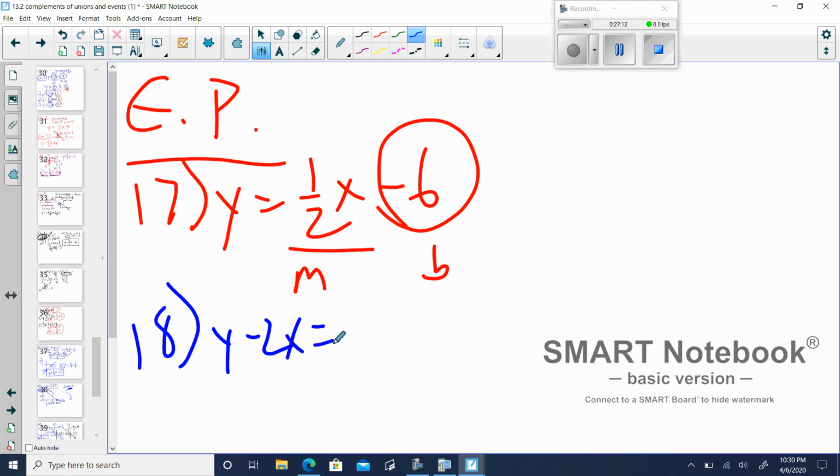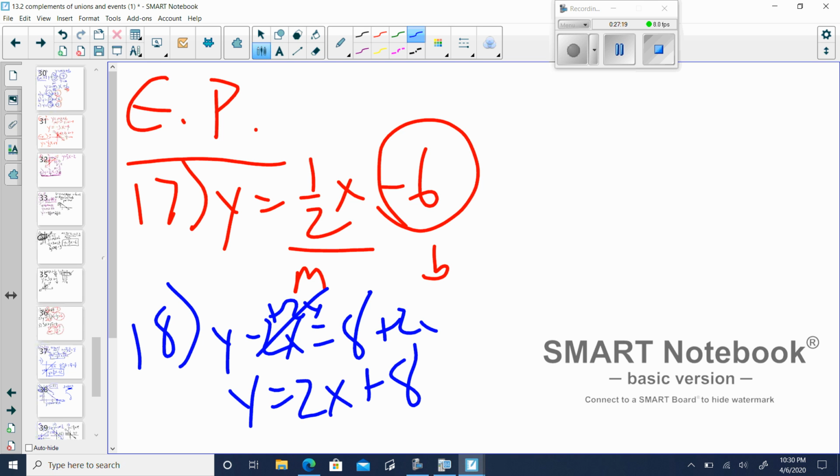18, y minus 2x equals 8. Put it in y equals mx plus b form. That means you bring the negative 2x over to the other side. So now our slope is 2. Our y-intercept is 8. I know I had a couple of people earlier in the year who tried to tell me and the class, when we talked about this in class, that the slope would be 1/2 x. No, it's not. It's the coefficient, guys. It's just the number out in front of the x, just the coefficient, all right?